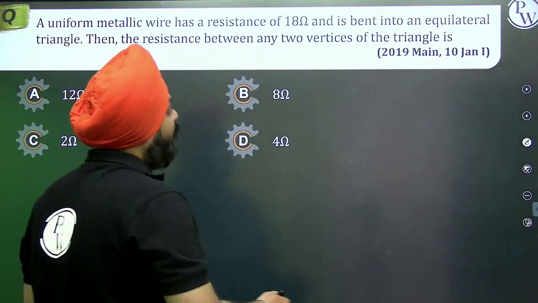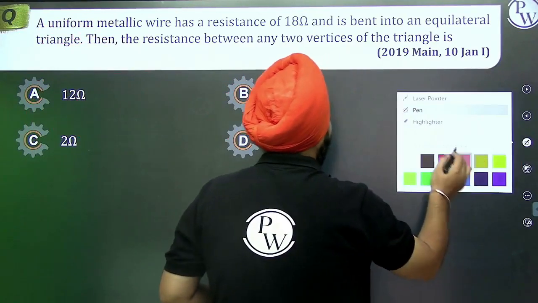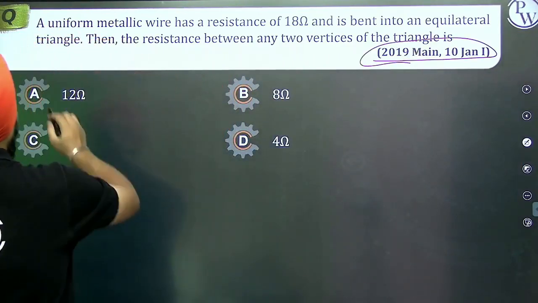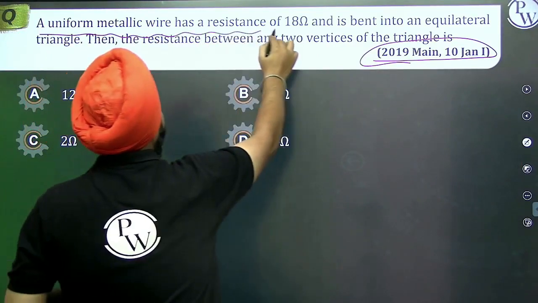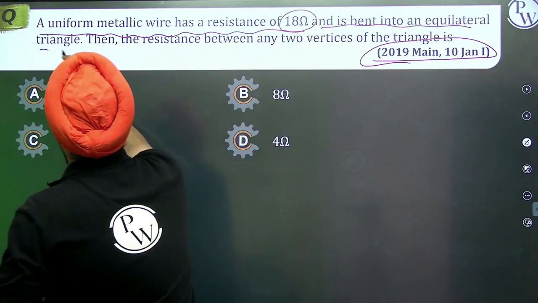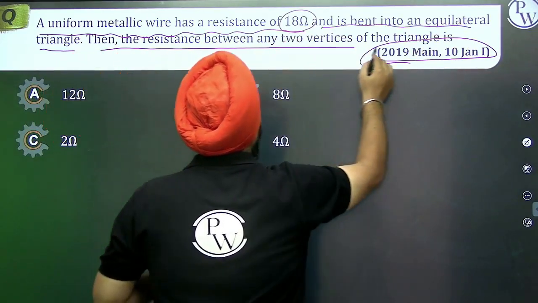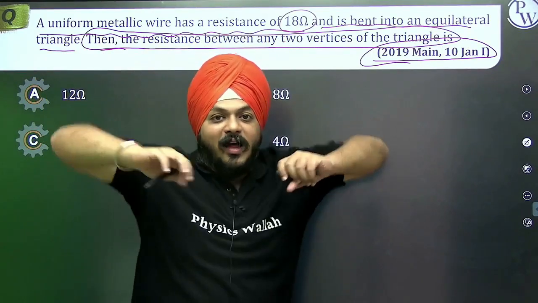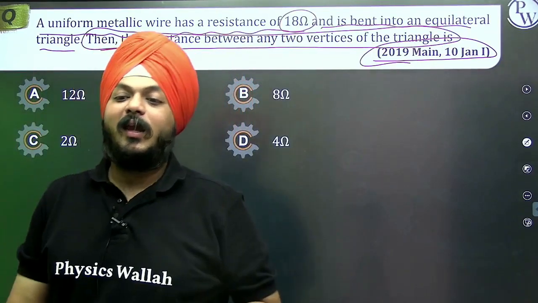Now see, again this kind of question came up in a different shift in 2019. A uniform metallic wire has a resistance of 18 ohm and it is bent into an equilateral triangle. Then the resistance between any two vertices of the triangle will be what? Now the wire is bent into the form of an equilateral triangle.